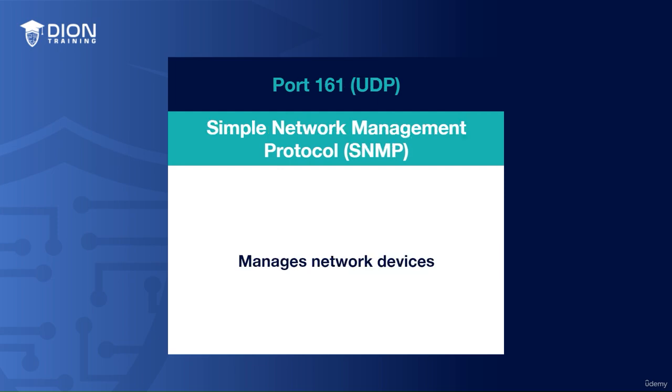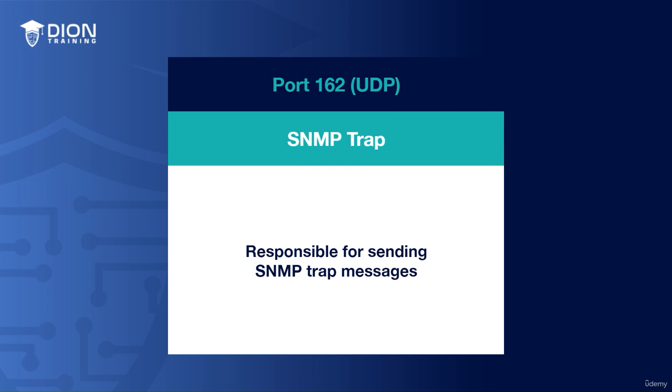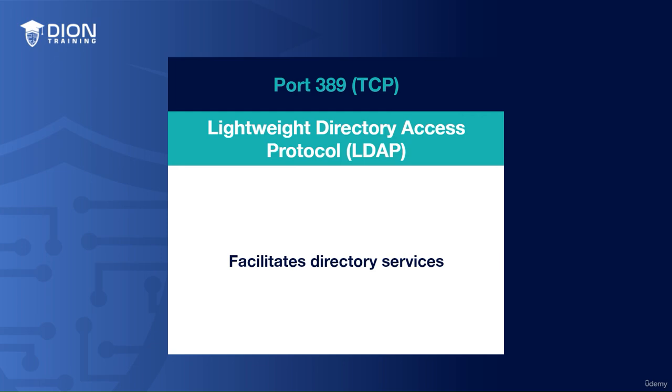Next, we have port 161, which is used for SNMP, or the Simple Network Management Protocol, and SNMP is used to manage network devices, and it operates over port 161 using UDP. Port 162 is used for SNMP traps, and SNMP traps are responsible for sending SNMP trap messages, and it operates over port 162 using UDP. Next, we have port 389. Port 389 is going to be used for LDAP, or the Lightweight Directory Access Protocol.